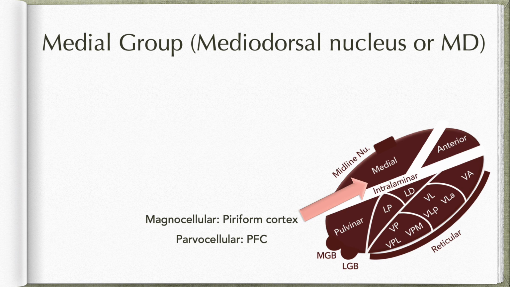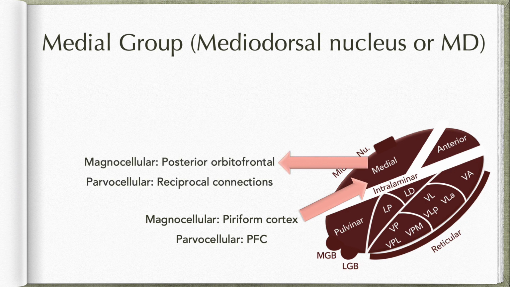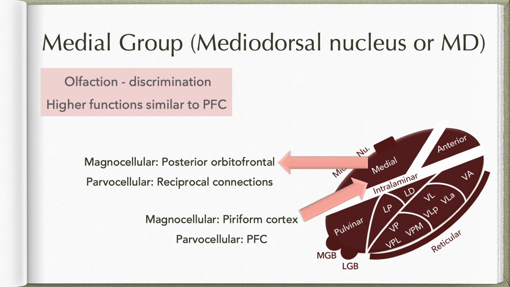Now it will project to the thalamus, wherein it will reach the magnocellular part of the medial group of nuclei. The output from the magnocellular part will project to the posterior orbitofrontal cortex. Now this is the olfactory association area, where the olfactory sensation will be discriminated to identify the type of smell. The parvocellular part, of course, will have reciprocal connection with the prefrontal cortex. So the magnocellular part is involved as a part of the olfactory pathway. Parvocellular part performs higher functions very similar to the prefrontal cortex because of its connection with the prefrontal cortex.